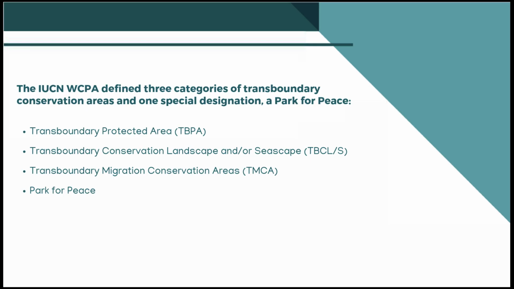Finally, according to the IUCN, the Park for Peace is a special designation that may be applied to any of the 3 types of transboundary conservation areas and is dedicated to the promotion, celebration, and commemoration of peace and cooperation. The IUCN has used the term Park for Peace rather than Peace Park because the latter has often been used for situations besides transboundary conservation. For example, some peace parks commemorate battlefields, while others are protected areas within a country that have no transboundary context.